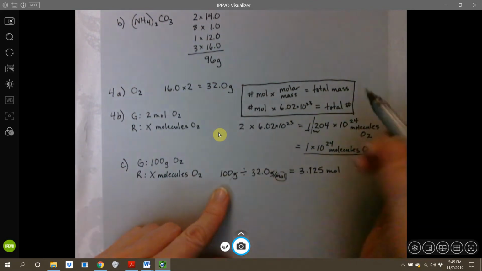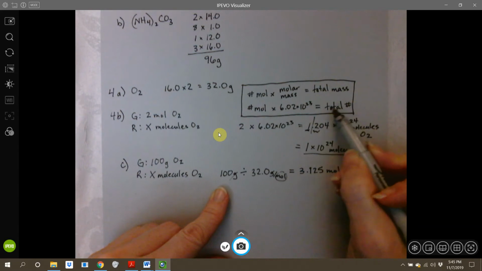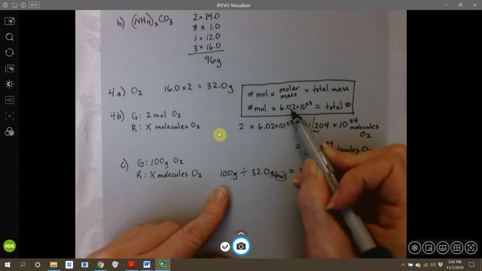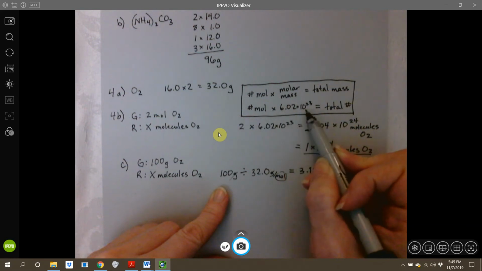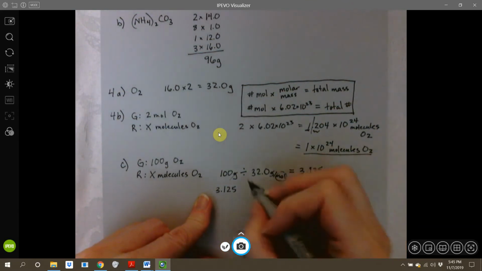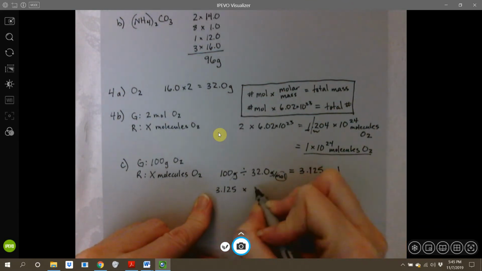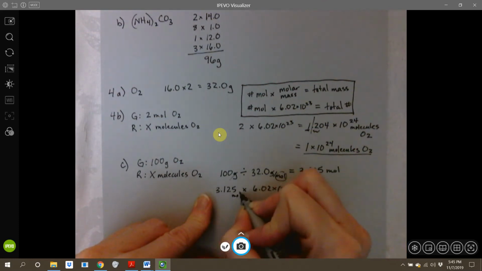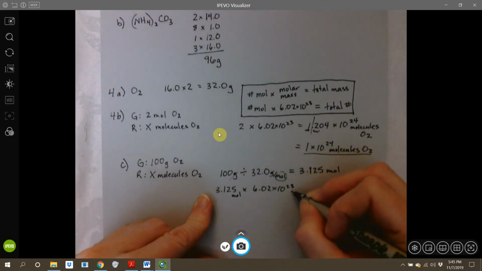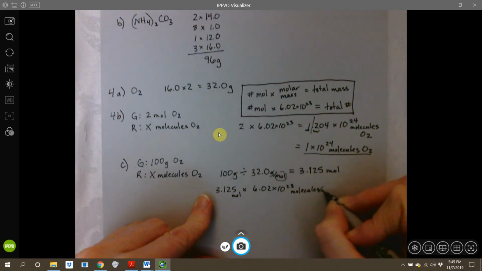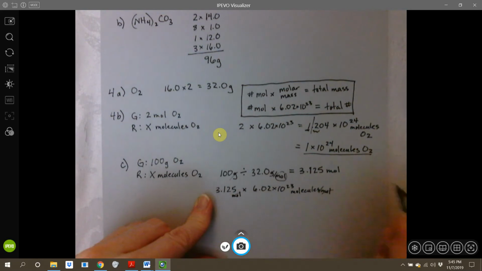So now, here's our total number of molecules, and we have a number of moles, so we can put our number of moles in here, multiply it by 6.02 times 10 to the 23, and get our total number. So let's do that as our next step. We get 3.125 moles, and we will multiply by 6.02 times 10 to the 23. Okay, this is moles, and this is molecules per mole, right? So our moles are canceling, no big deal.